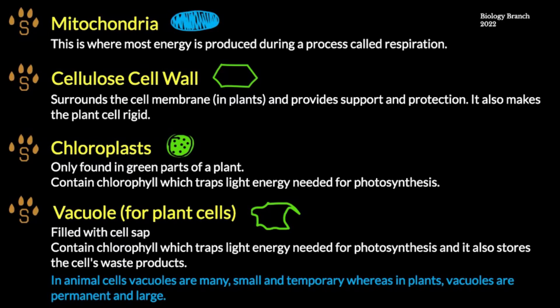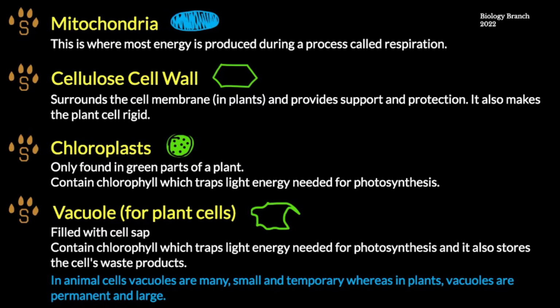The chloroplasts are only found in green parts of a plant. This is why even leaves are green. The reason is they contain chlorophyll, which traps light energy needed for photosynthesis. That's the reason why they have that green. That green is the chlorophyll pigment used to trap light during photosynthesis.